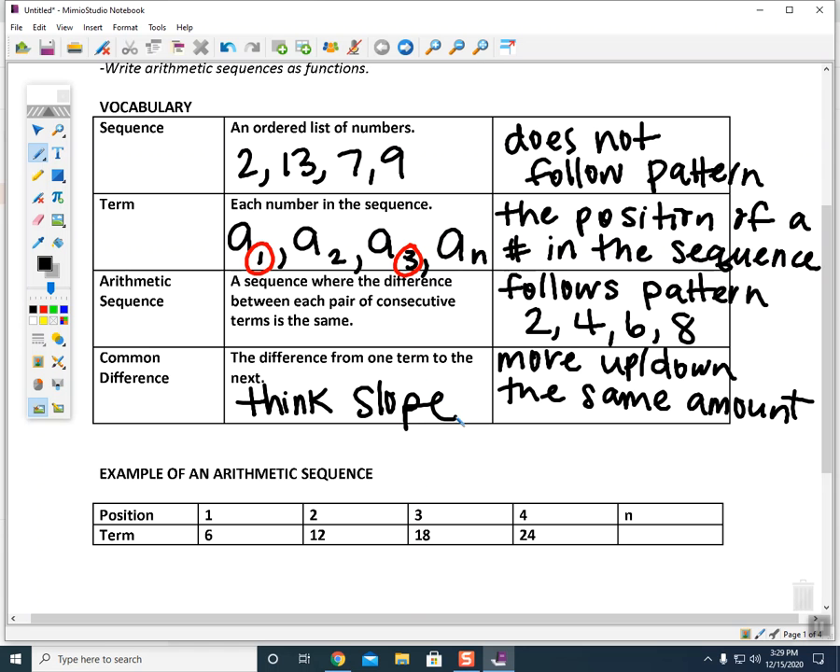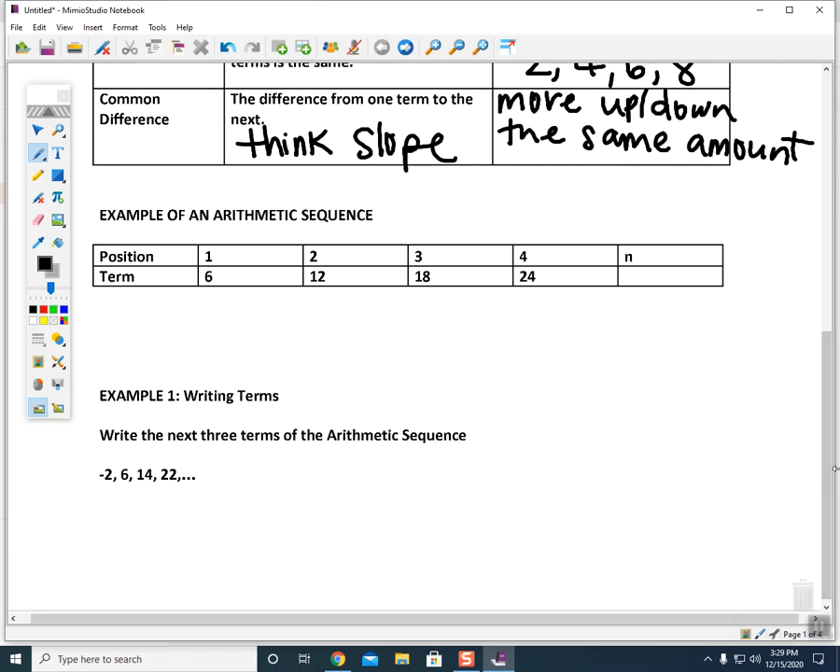All right, let's do some examples. So here we have the position and the term. So the position that it's in, the first position, this would be a sub 1. Second position would be a sub 2, a sub 3, a sub 4, and the nth position would be a sub n. Something to make sure that you're paying attention to too is that these can kind of look like 9s if you don't draw them carefully. So make sure that you can tell that they're a's and that they're not 9s.